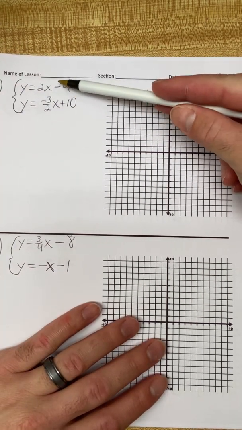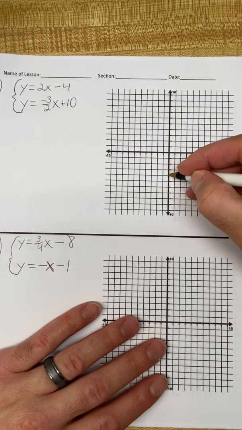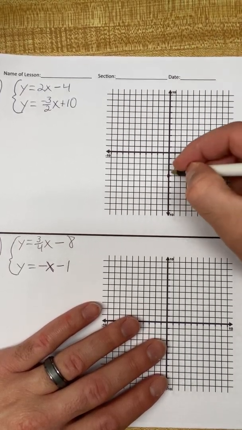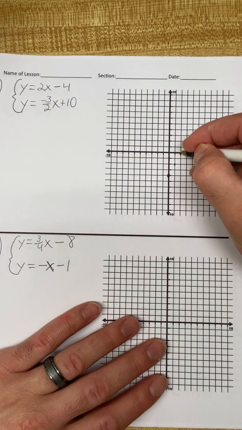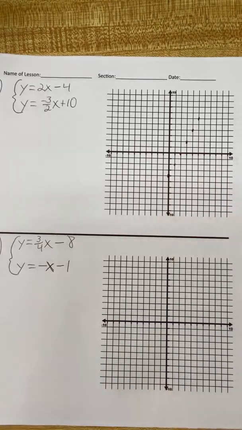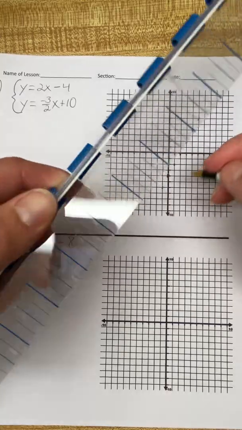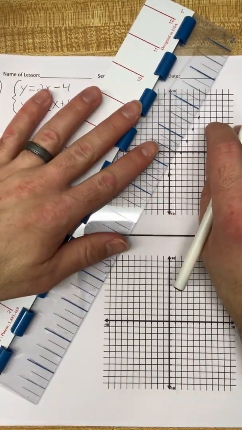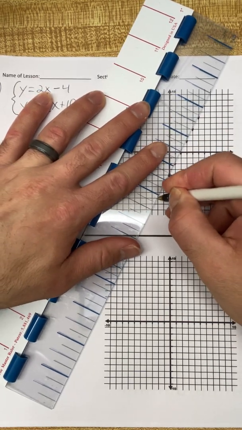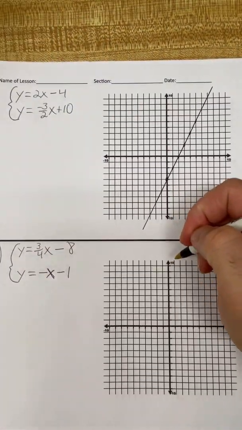First up, I'm going to start off with graphing y equals 2x minus 4. So y-intercept at -4, and I have a slope of 2. So I'm going to go up 2, right 1, up 2, right 1, up 2, right 1. I'm going to keep that going here. There's my first line, y equals 2x minus 4.